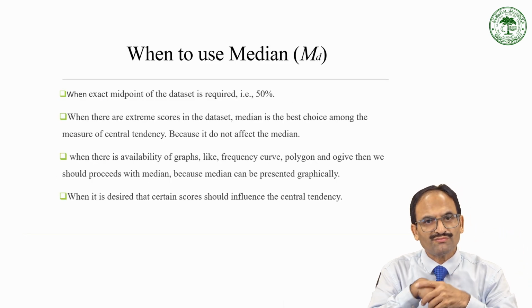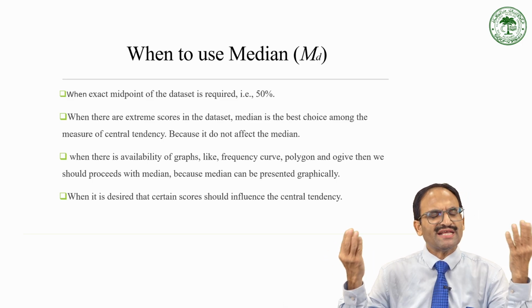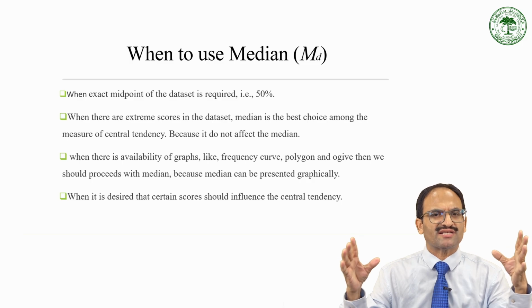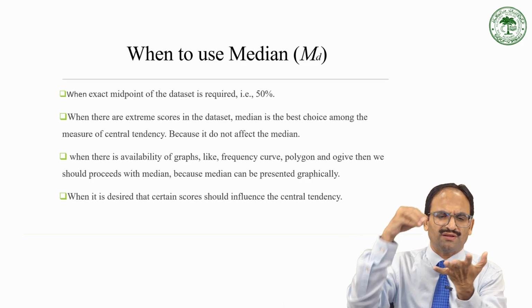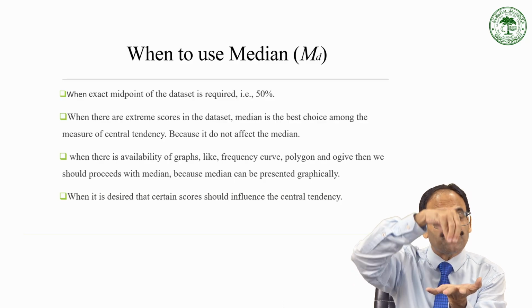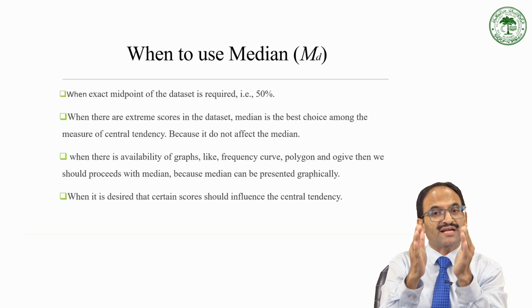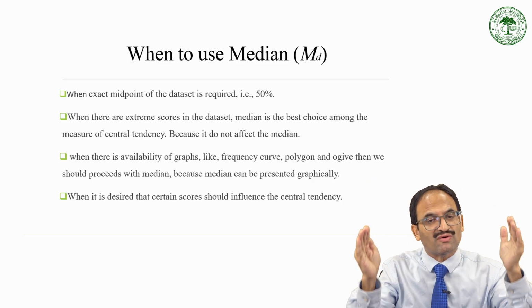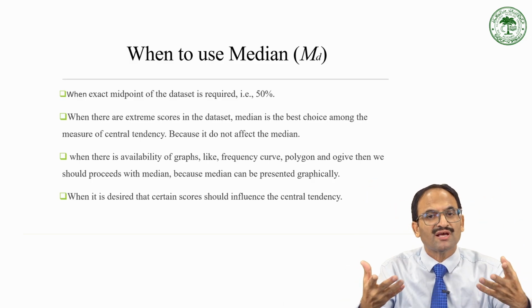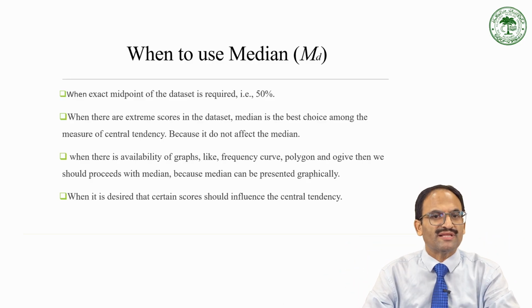Now the question arises, when to use median? Simply when the exact midpoint of the data set is required, that is, the point at which 50% of the data is located, or the point that divides the whole data into two equal halves. If this is the situation, then definitely the best measure of central tendency will be the median.